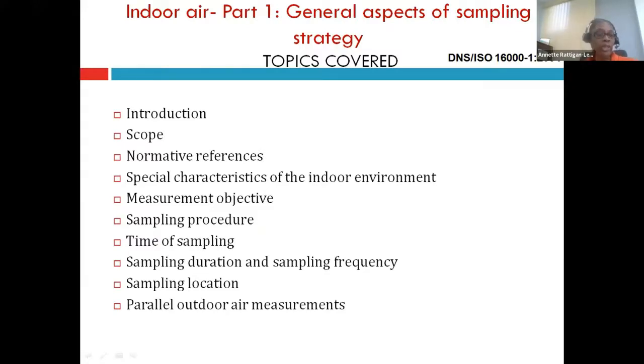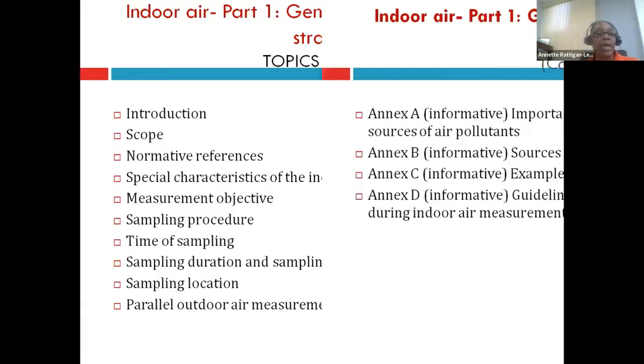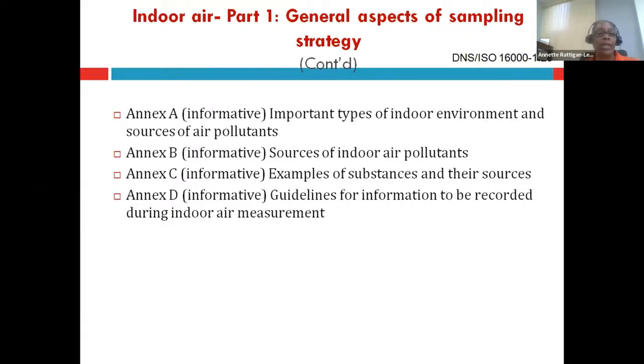So within the introduction section of part 1, for the general aspects of sampling, this will provide you some general details on the standard itself, what it comprises, and it also points you to the relevant annexes that you need to make reference to. In terms of the scope, we'll touch on that briefly because this basically brings everything that you're seeing in.